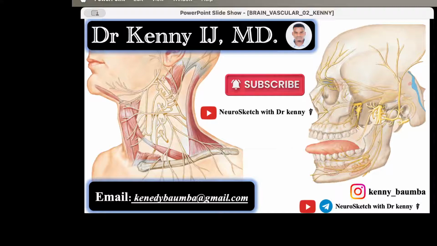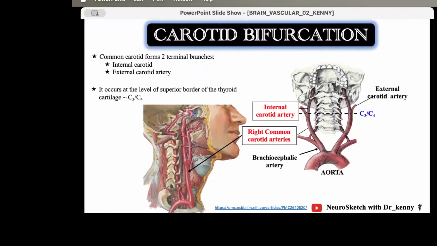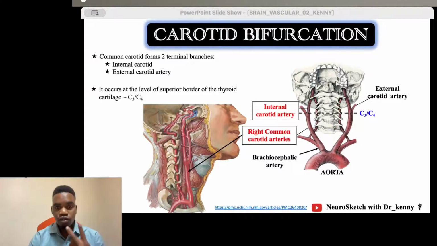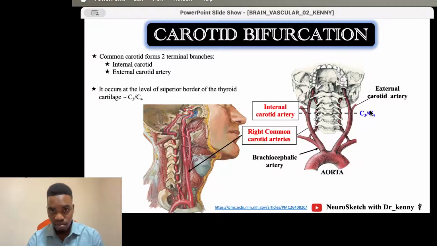In the previous video, we were discussing how the common carotid artery bifurcates to give two terminal branches, the external carotid artery and the internal carotid artery. Today we are continuing with this, and remember it occurs at approximately the level of C3, C4.